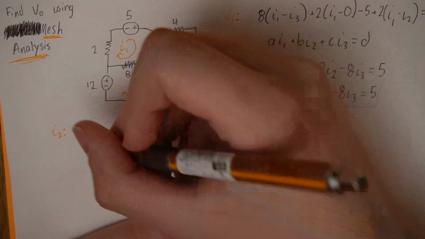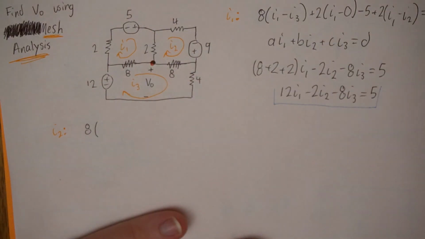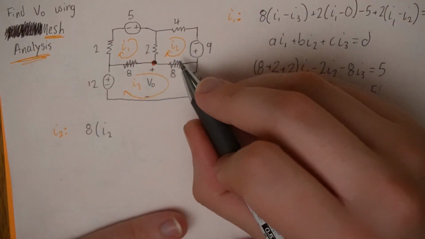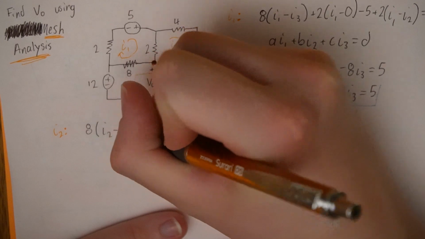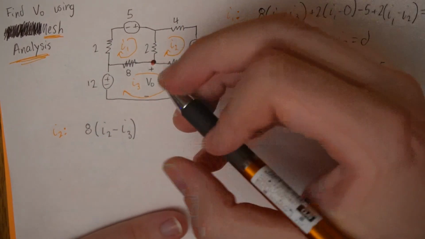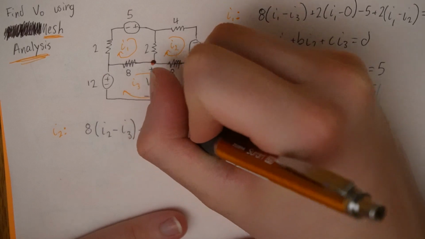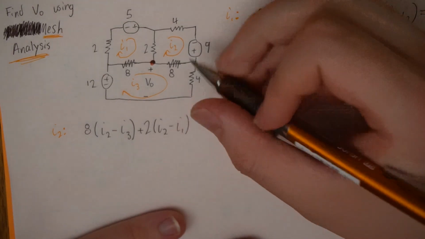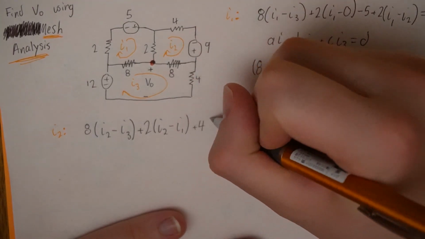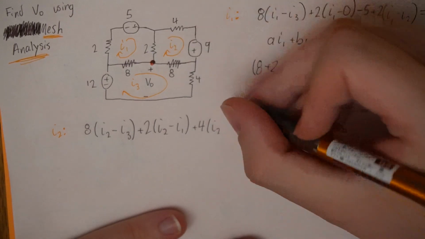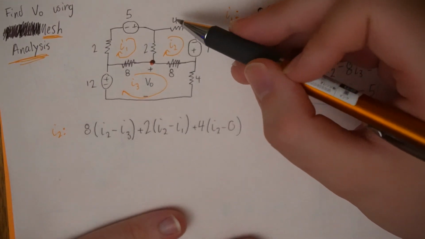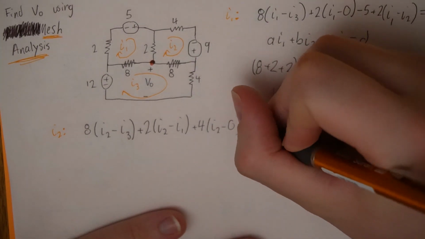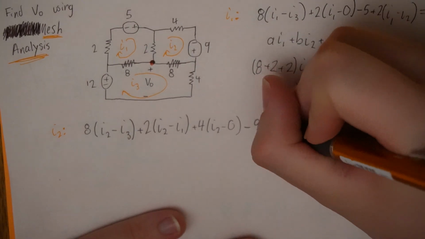I first come across 8 ohm resistor. So I write 8. I'm looking at loop I2 because that's the current going through. I2, what is it shared with? I3, so I2 minus I3. Continuing around the loop, next is a 2 ohm resistor. It's 2. I'm looking at loop I2, so I can write I2 minus, it's shared with I1. Come around the top, I come across a 4 ohm resistor that has current I2 through it, and there's nothing on the other side because it's on the outside of the circuit. I come in the negative side of a 9-volt voltage source, minus 9. This all equals 0.